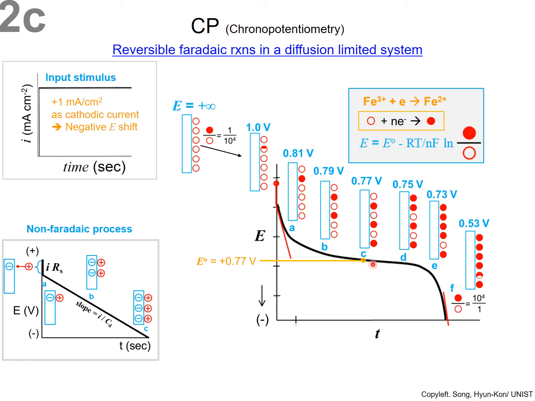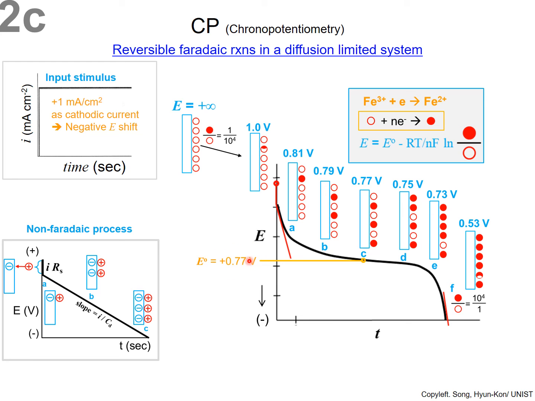And let me check the C point. In this situation, we have the same amount of empty balls and solid balls. It means standard state. Let me check it. 3 solid balls and 3 empty balls. So the log term is going to 0. So the potential is equal to the standard reduction potential. So the potential of C point would be plus 0.77 volt, because the standard reduction potential of the electroactive species pair of Fe3 plus, Fe2 plus is plus 0.77 volt.